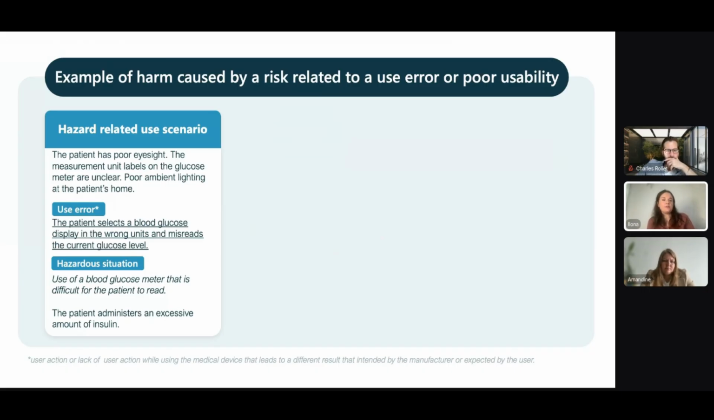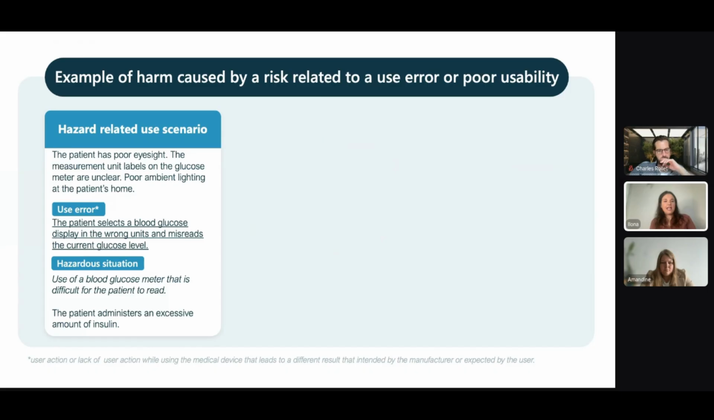So let's start. Imagine you have a hazard-related use scenario. The patient has poor eyesight, the measurement unit labels on the glucose meter are unclear, and you have poor ambient light at the patient's home. So the user will have a use error: the patient selects the blood glucose display in the wrong units and misreads the current glucose level. So it's an action that has a consequence, unexpected from the intended use.